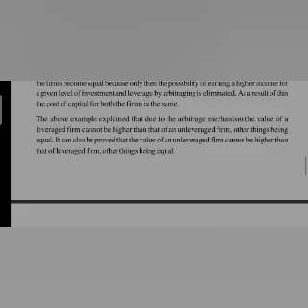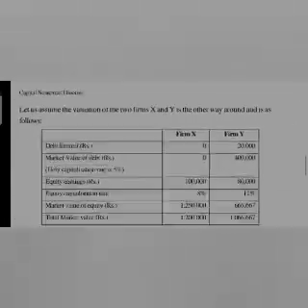The above example explained that due to the arbitrage mechanism, the value of a leveraged firm cannot be higher than that of an unleveraged firm, other things being equal. It can also be proved that the value of an unleveraged firm cannot be higher than that of a leveraged firm, other things being equal.